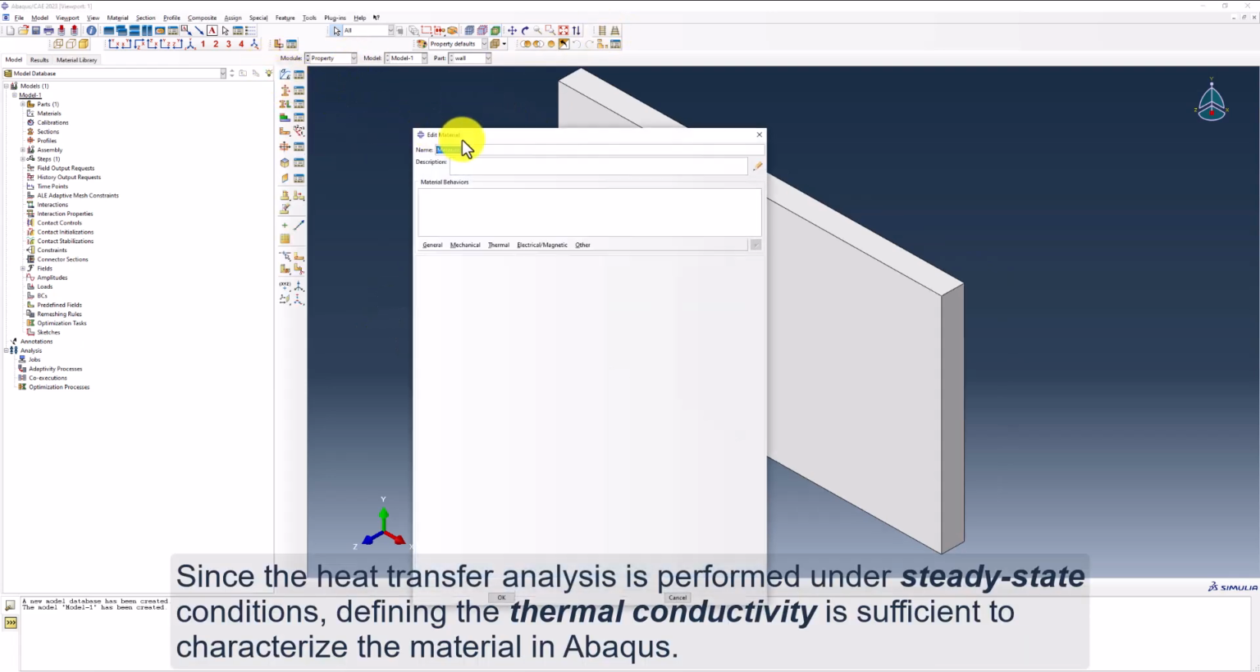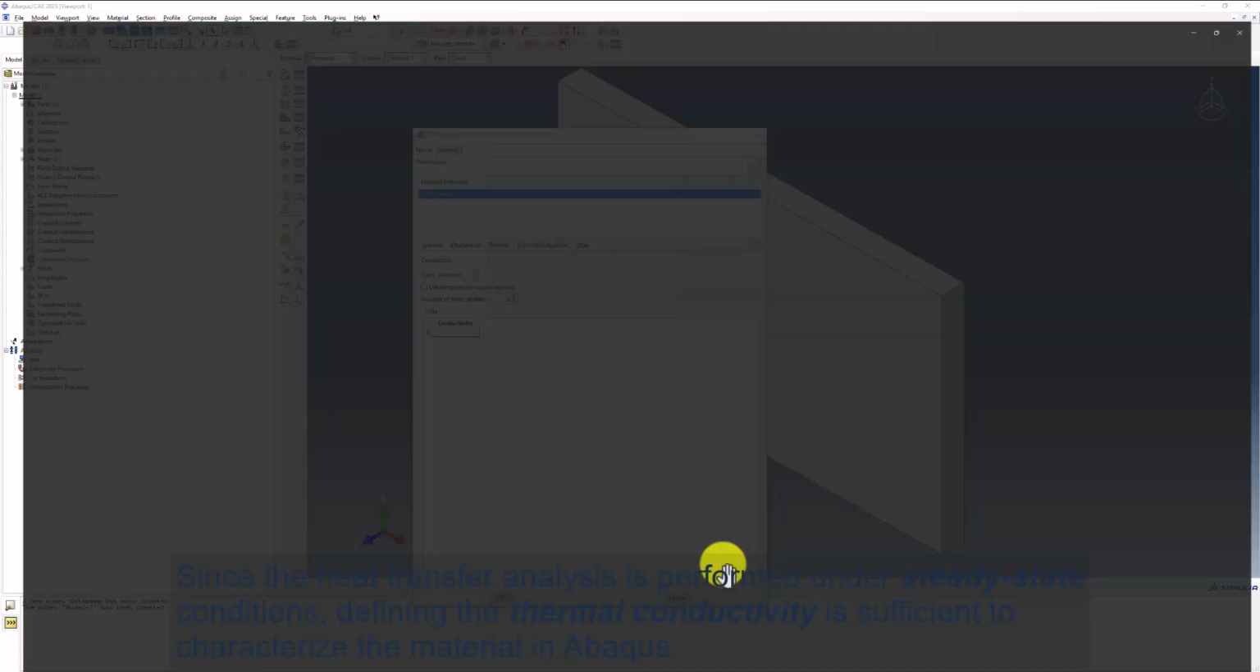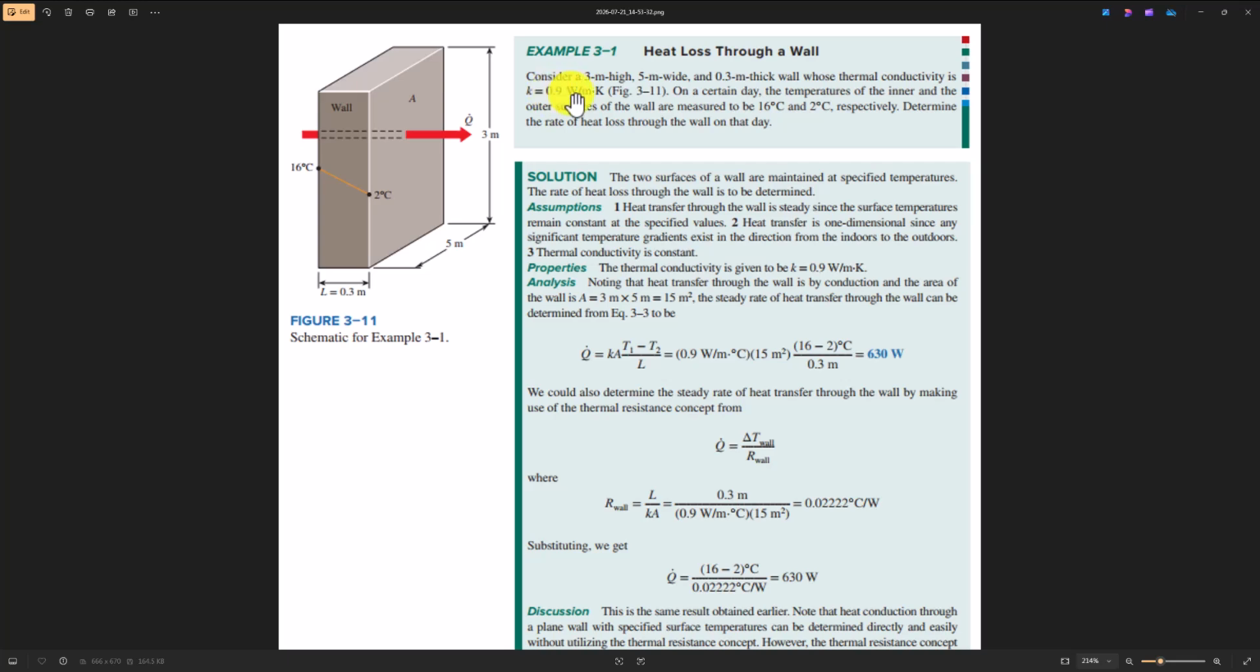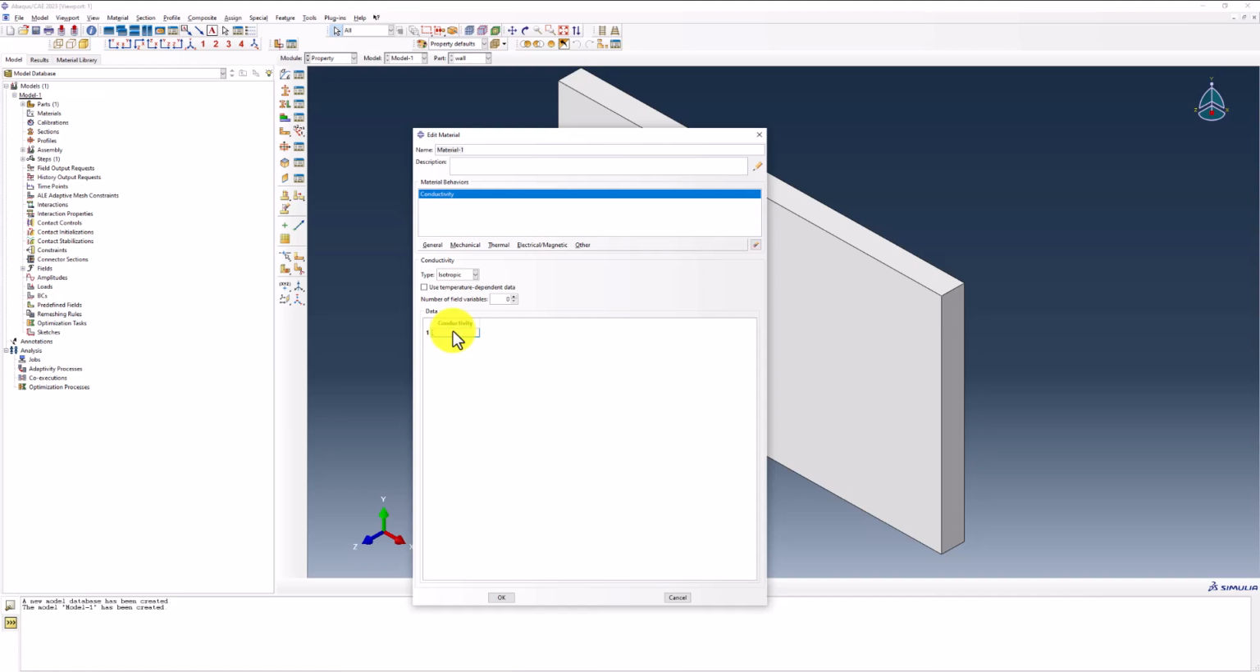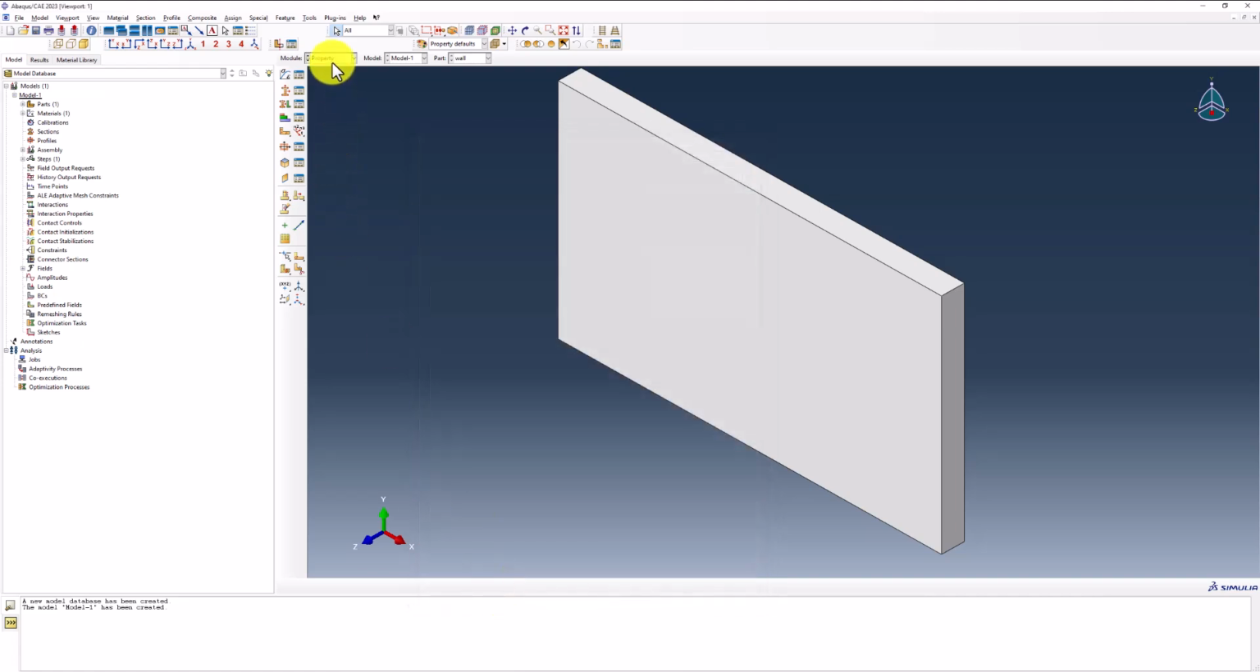Next, we define the thermal material properties. The wall is assigned a thermal conductivity of 0.9 watts per meter Kelvin, which determines how easily heat flows through the material. After defining the material, we create a homogeneous solid section and assign it to the entire wall.